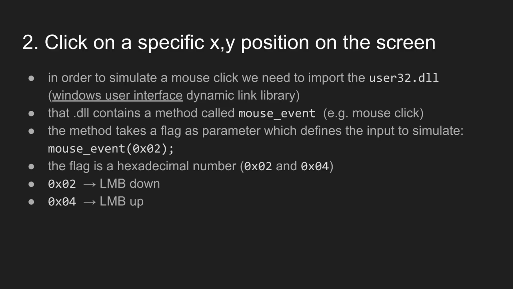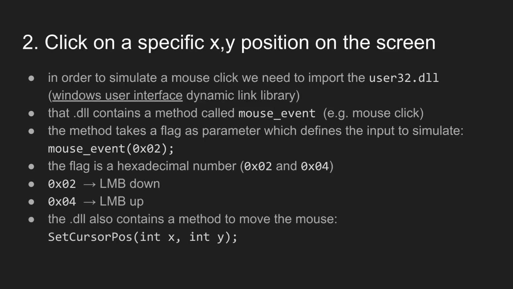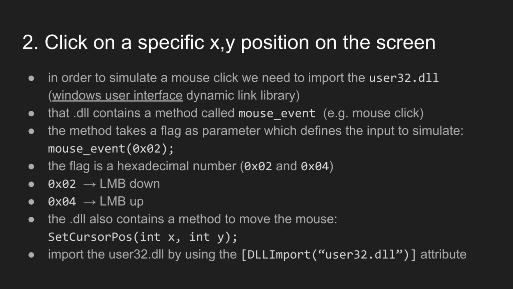And you need both of them, otherwise it's like you're dragging. So you're holding the click and you're not releasing it, so you're dragging your mouse. Okay, that's why we need LMB up as well, so the 0x04. The DLL also contains a method to move the mouse, SetCursorPos, and it just needs an X and a Y value, so it needs to know to which position you want to set your cursor, and then you can simply say, okay, move the mouse to an X and Y coordinate, and then go ahead and double click. So import the user DLL by using the following code.